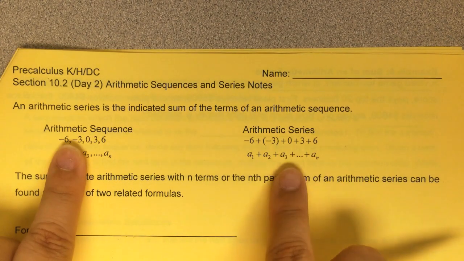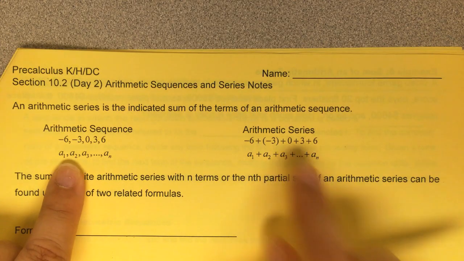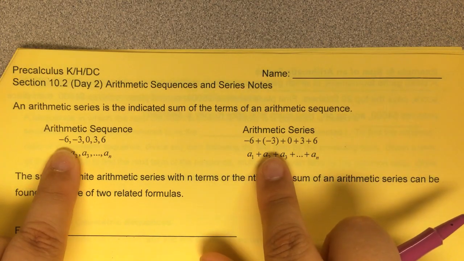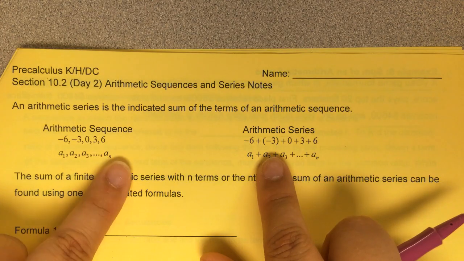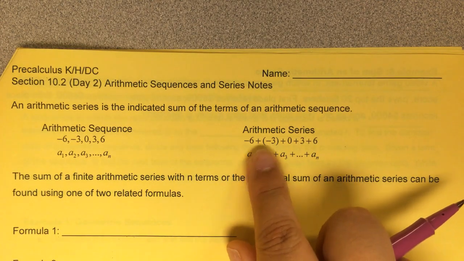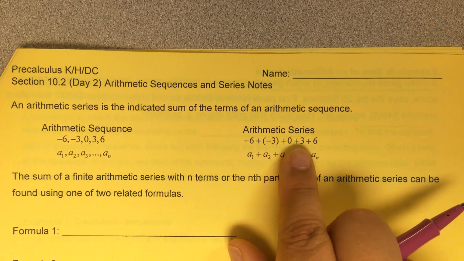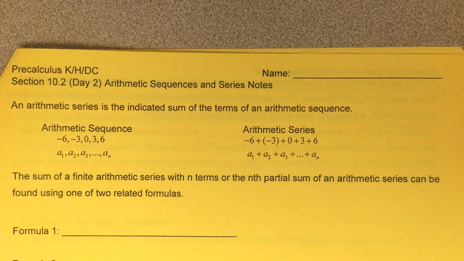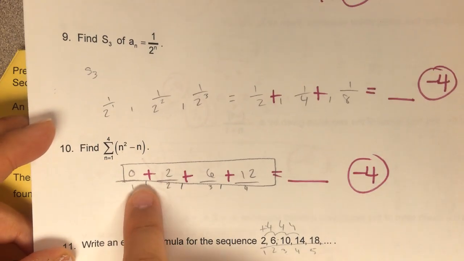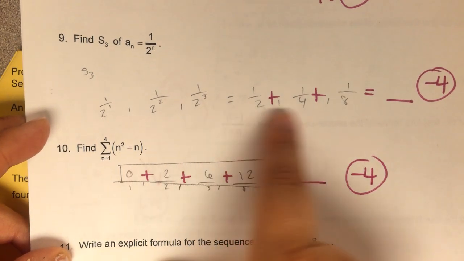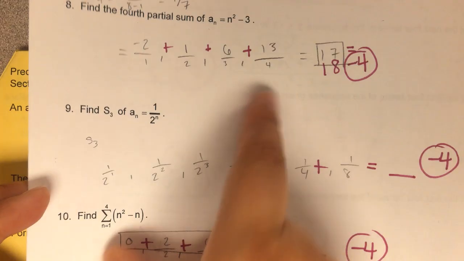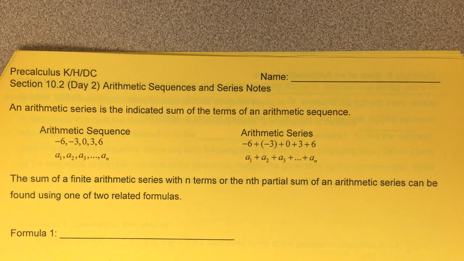Add them. So actually here's a really good picture of the difference. We're now on page 7. An arithmetic sequence is -6, -3, 0, 3, 6. An arithmetic series is -6 plus -3 plus 0 plus 3 plus 6. So on y'all's quiz yesterday, a lot of people got points off simply because you wrote out the sequence, but you did not add them together. You were supposed to add on the back page. So just be careful with that.